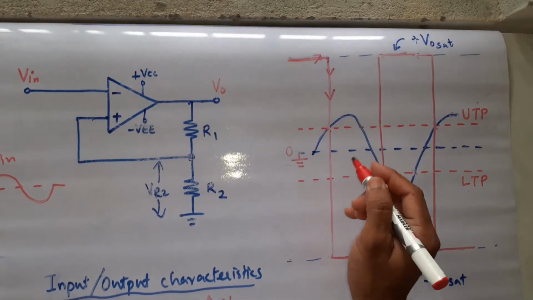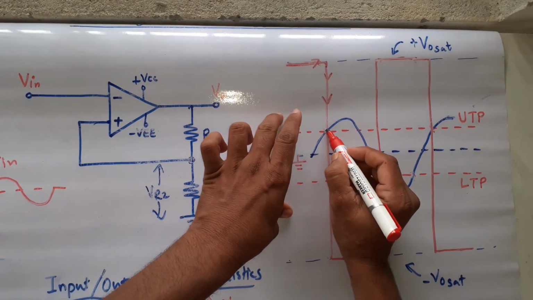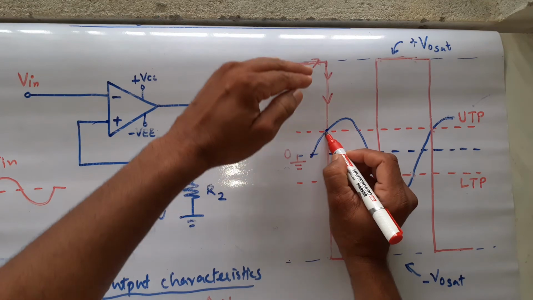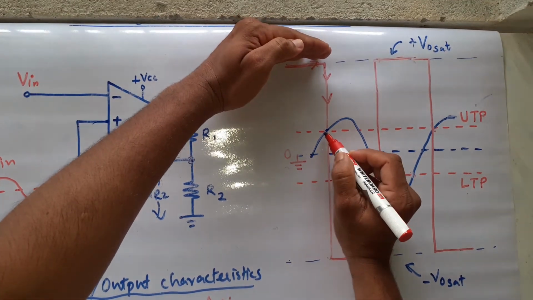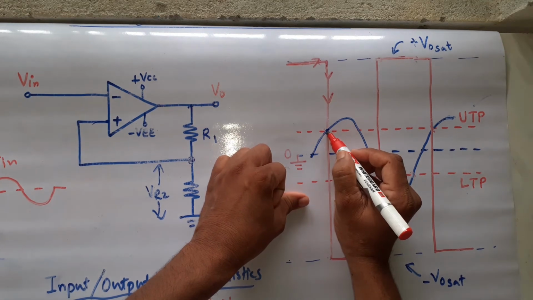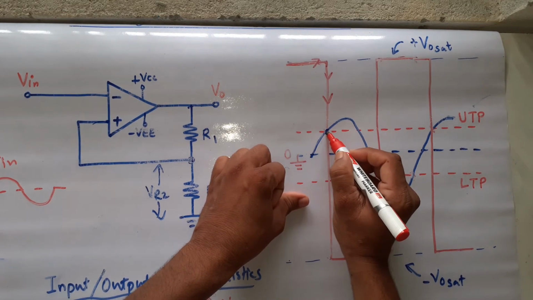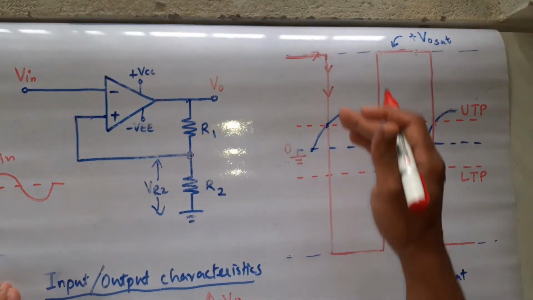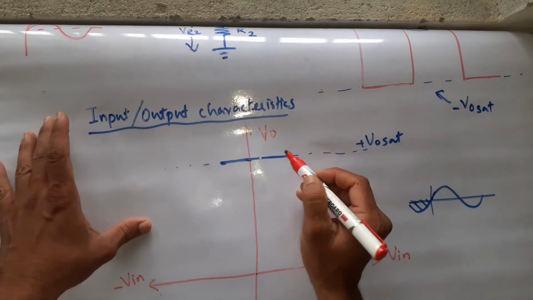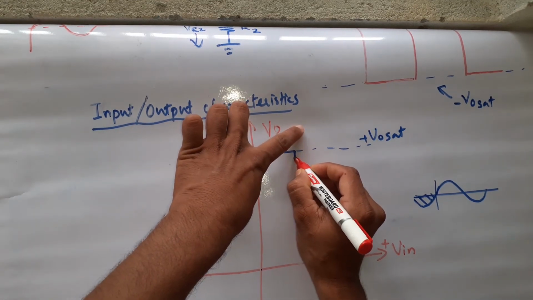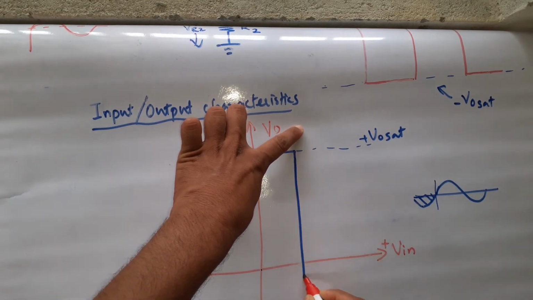See here. Even though my input is increasing from 0, my output is still positive. How long will it remain positive? Till my input reaches UTP. The moment input reaches UTP, output will shift from positive to negative.